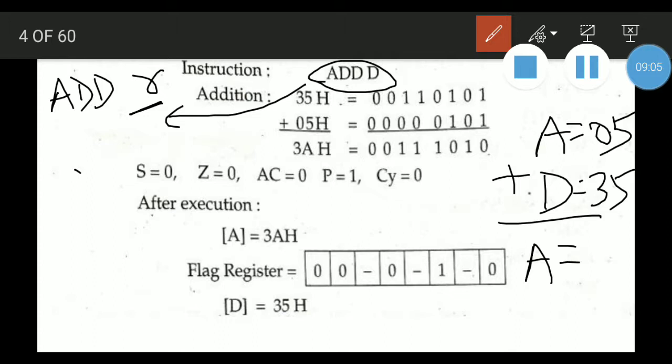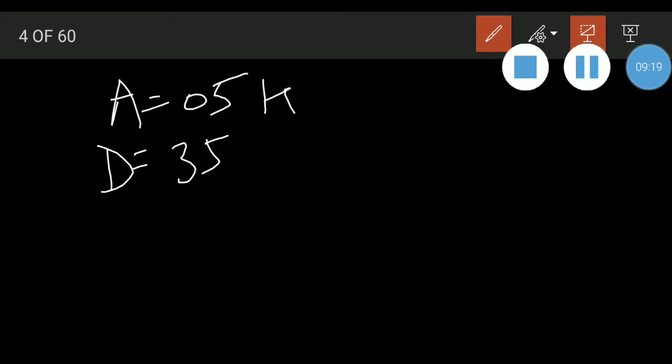On the screen, let us see, what is the content of A? A contains 05H, D contains 35H, right? H means hexadecimal, it is the unit. Now when we add, we first convert this hexadecimal form into binary, right?